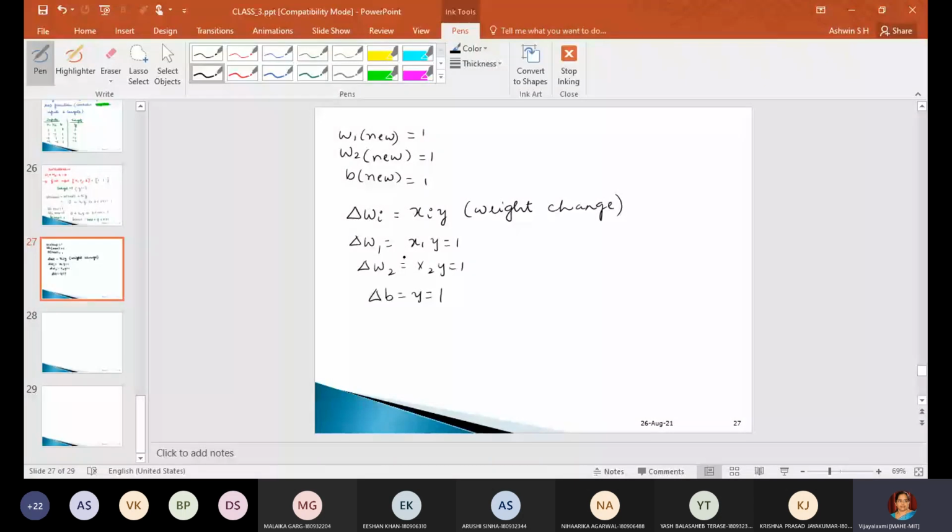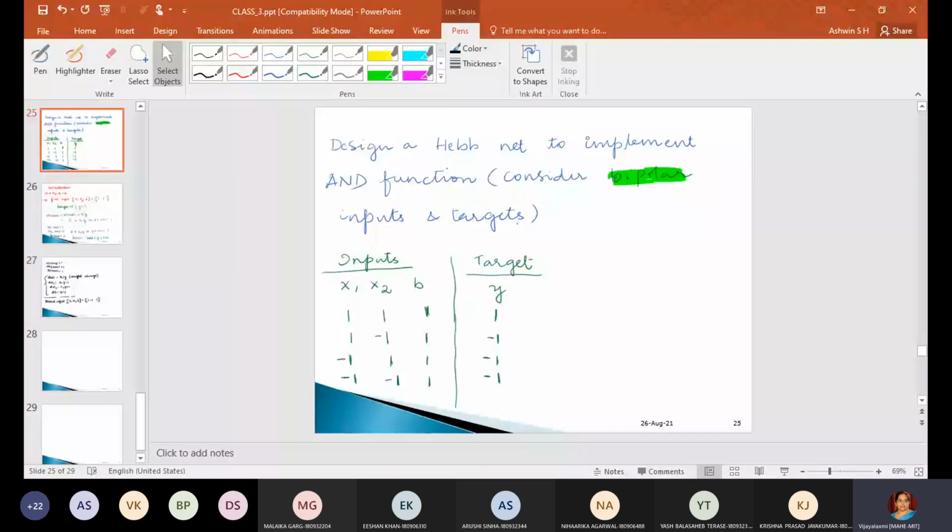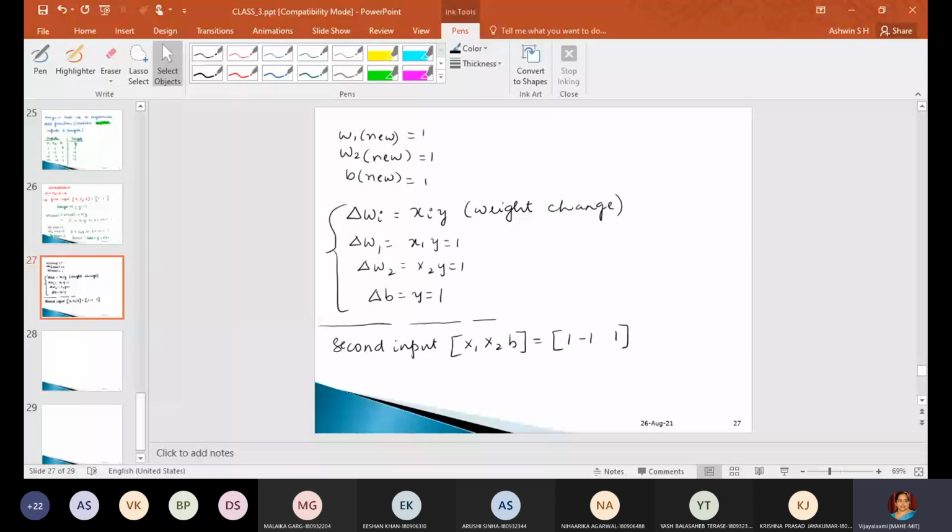Now you repeat the entire process. You have to repeat for the second input. Okay, this takes a lot of time. Second input x1 x2 b is equal to 1 minus 1 1. Correct, no? Second input 1 minus 1 1, and y is minus 1.